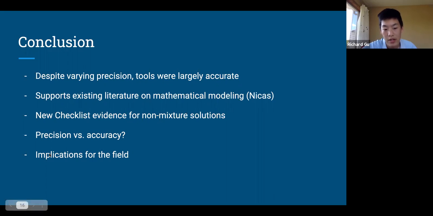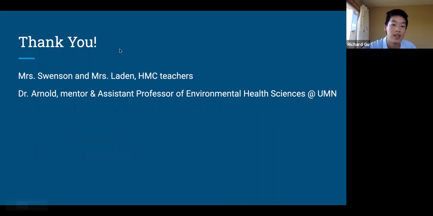So as far as implications for the field, both of these tools, there's strong evidence that they can be used to effectively assess workplace exposures. However, depending on what you're looking for, the IH mod or mathematical models might be recommended if we're looking for extremely precise concentration estimates, while both of them will do the job for pure accuracy.